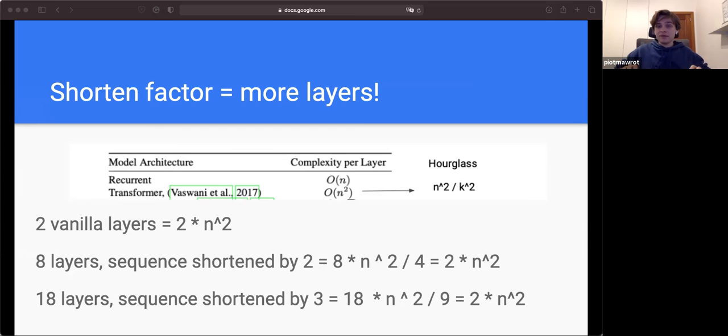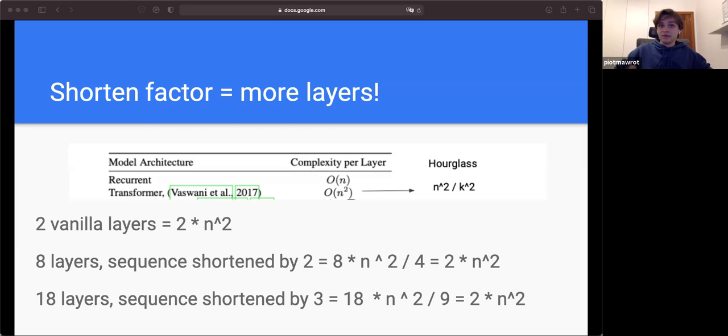If we follow some basic calculations, we get that having 2 vanilla layers should work approximately as fast as 8 layers operating on a sequence shortened twice, or 18 layers on a sequence shortened by 3. And I expect that right now you're like, yeah, I'm cheating, and 18 layers instead of 2 layers doesn't have the right to work. And you're quite right. It's not that good, but very, very close.